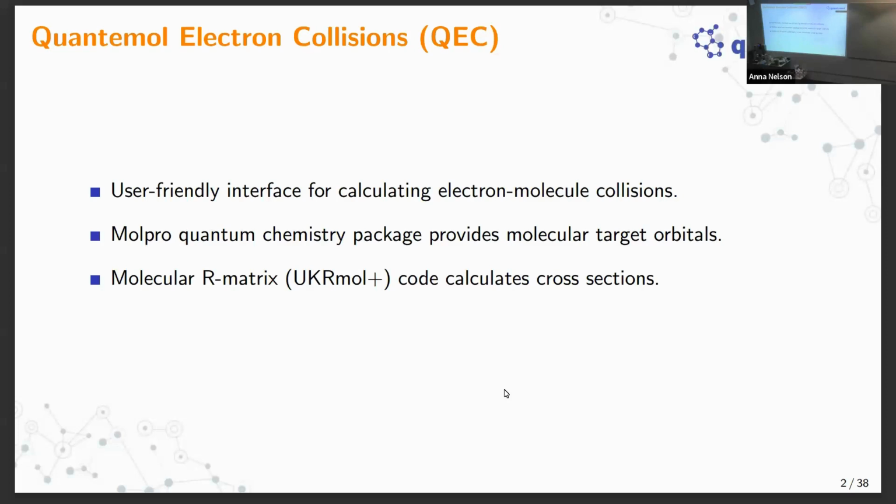It comes in the form of a user-friendly GUI. We'll click the buttons to guide you through the process. What it does is interface with two main codes. First of all, MolPro, a chemistry package used for providing molecular orbitals, geometry optimization, and various geometric properties of the target molecule. And also the UKRmol+ code, the UK molecular R-matrix suite of codes, which is the area of expertise of Stanek and Jonathan over a long number of years. And this code is ultimately responsible for calculating the cross section data.